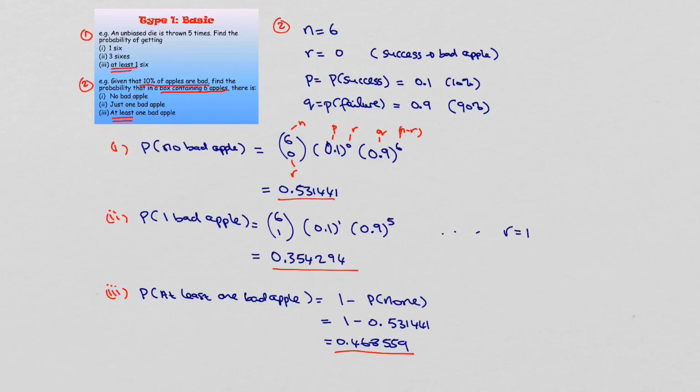So again, if you wanted to write that in terms of percentages, because we were talking about percentages at the start of the question, probability of getting no bad apple would be 53%, probability of getting one bad apple would be 35%, and probability of getting at least one bad apple would be 46.86%. Okay.